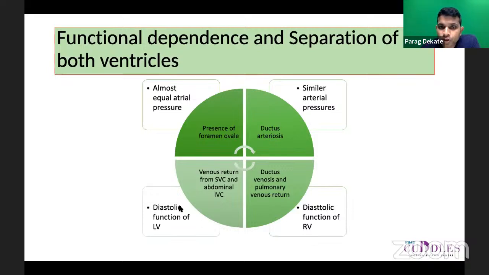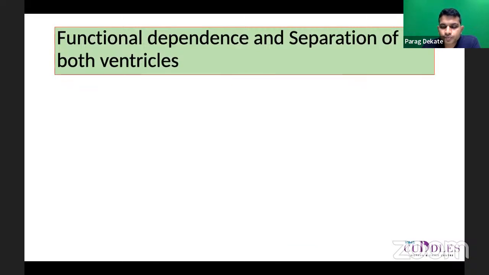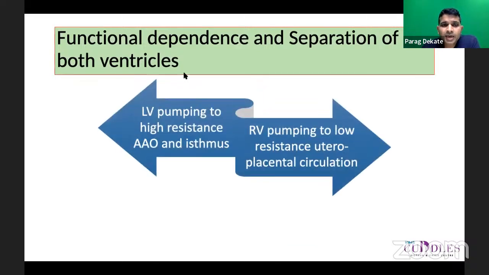And what about the diastolic function of the LV? There is some venous return through the IVC and SVC that crosses and goes into the left ventricle. So all those things are dependent together. Depending upon how much is the pressure, there will be a transitioning from one atrium to the other atrium. Depending upon how much blood is coming from the SVC, the IVC and the descending aorta, both RV and LV are interdependent. So what exactly happens is the LV is pumping to the high resistance arch of aorta and isthmus, and the RV is pumping to the low resistance uteroplacental circulation.